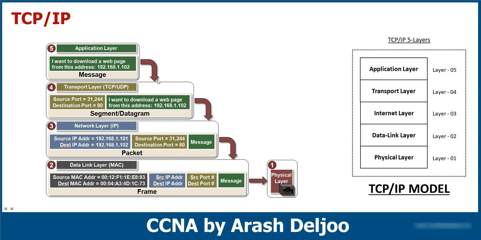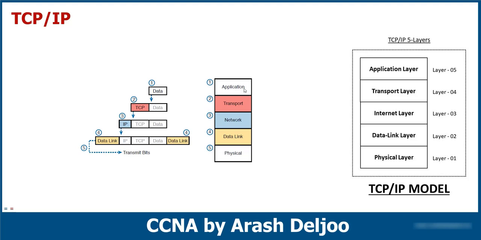At the destination we have the reverse direction of the process. This is another diagram. Look here: application, transport, network, data link, and physical. In application, we have data or message. Then we add the TCP header. This is the segment, and then we add the IP header. This is the packet, and then we add the data link header and also the data link trailer. This is the data link trailer, and this is the data link header. And now we have a frame, and here, as you can see, we have the bits.